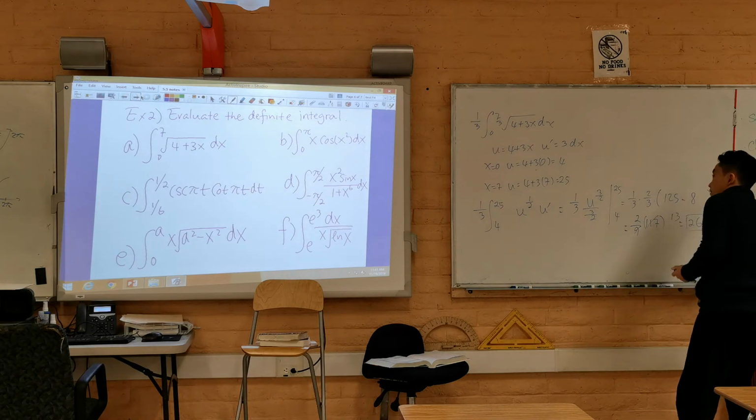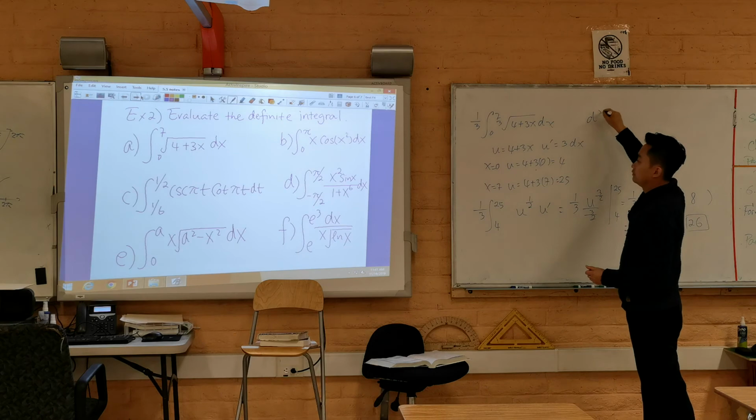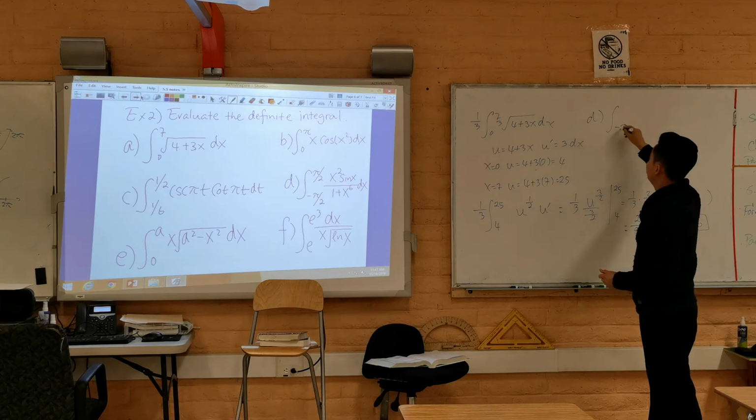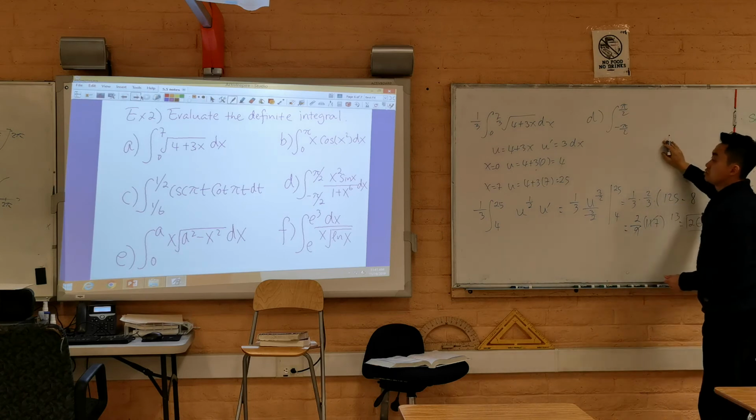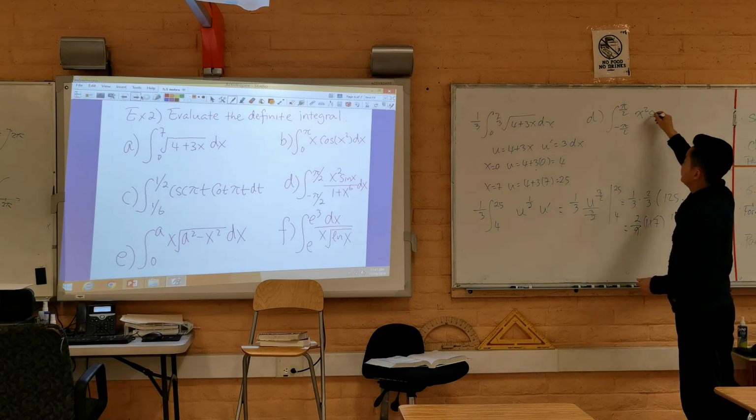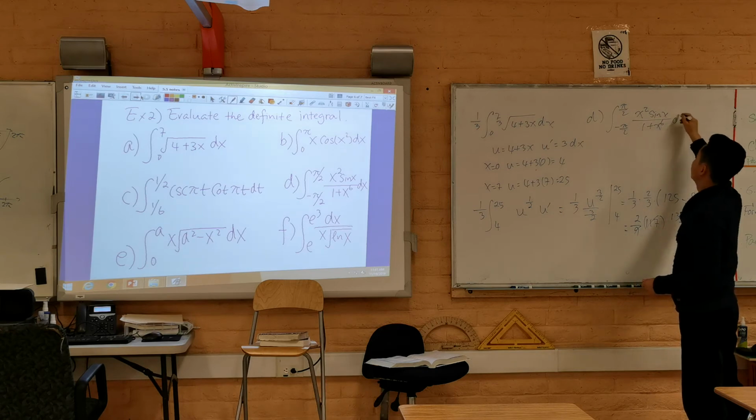Okay, so for d, we got the integral from negative pi over 2 to pi over 2. It looks like this one's kind of like a symmetrical relationship. And then we do have x squared sine x over 1 plus x to the power 6 dx.